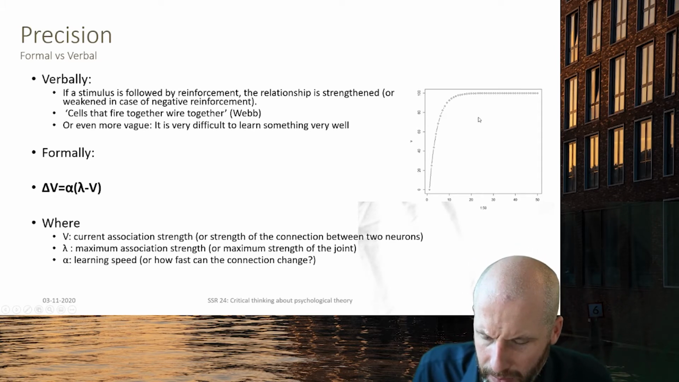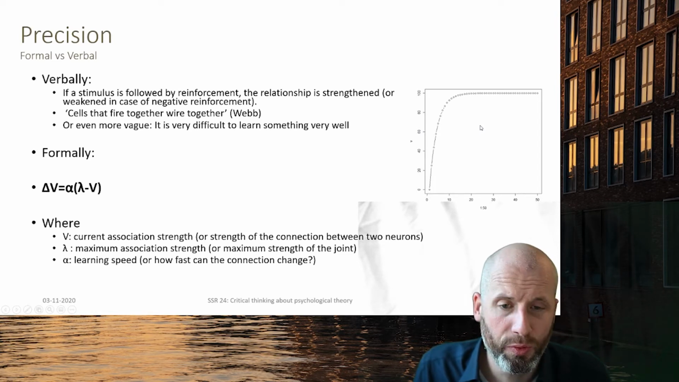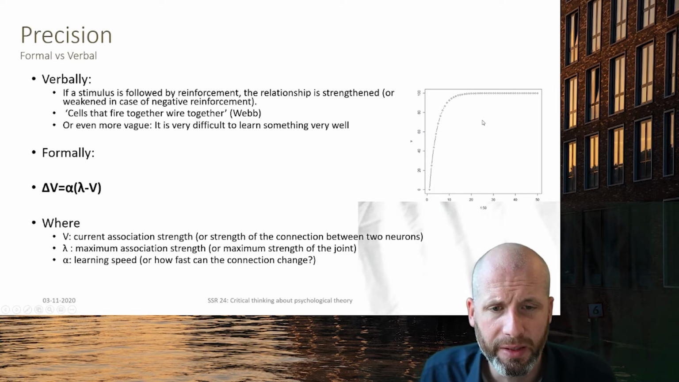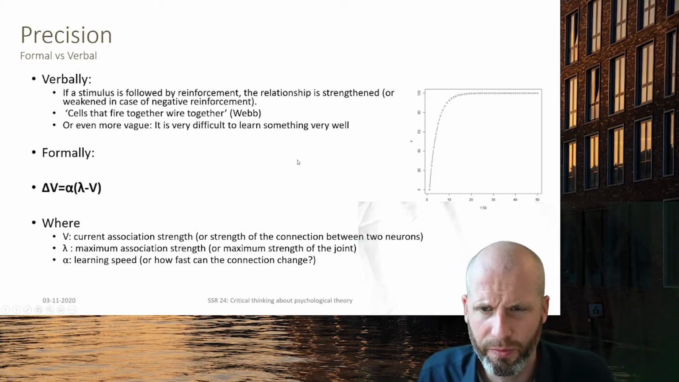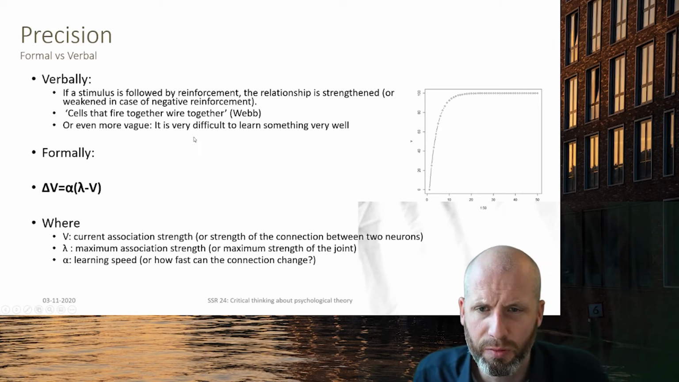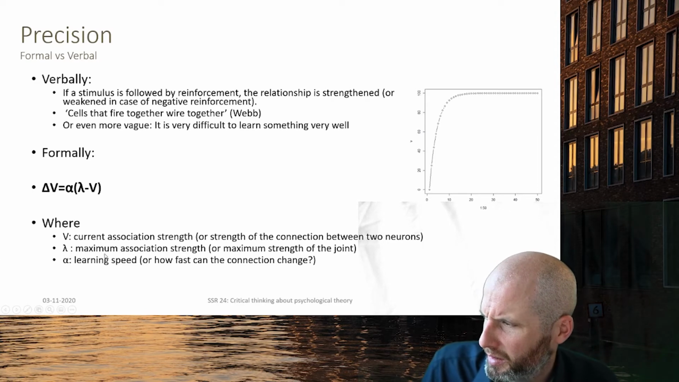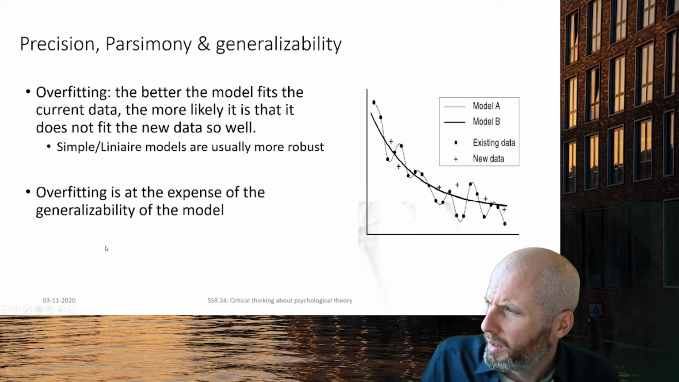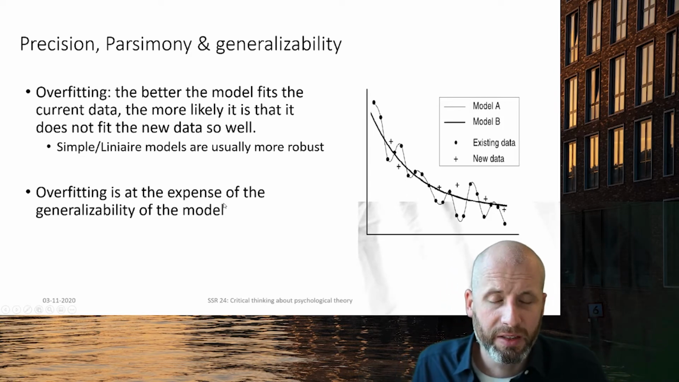I could claim that both theories are equally well supported by the data. But I should also recognize that one theory, the formal model, is more precise than the vague verbal model here. So I should prefer the formal model instead in this case. So we talked about precision and the upside of precision for better testing your theories.